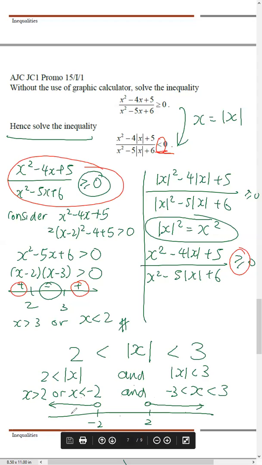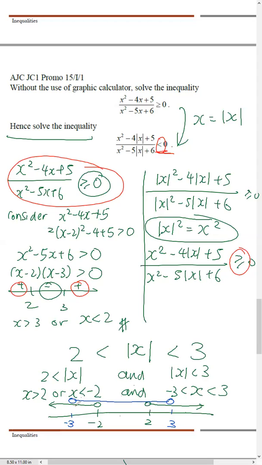Minus 3 is going to be somewhere here, and 3 is going to be somewhere here. So it will be here all the way to here. So where's the overlapping region? Here and here. That's right.